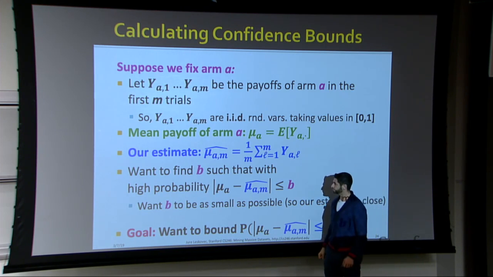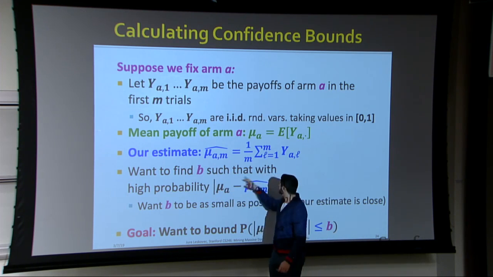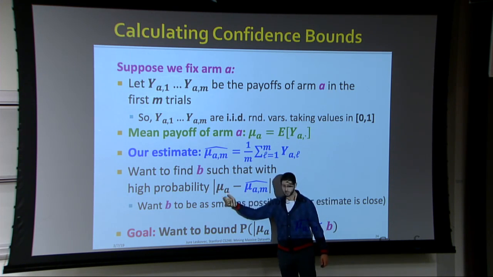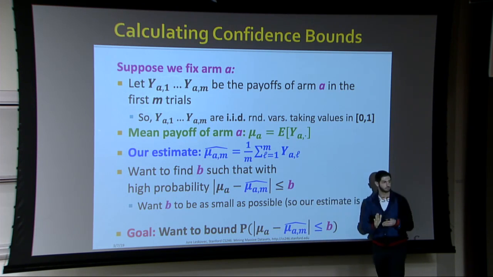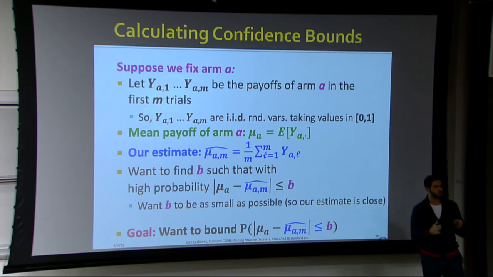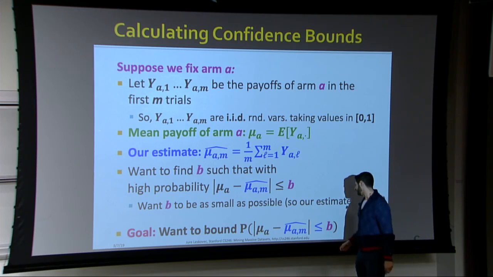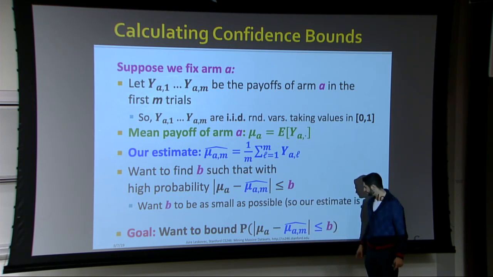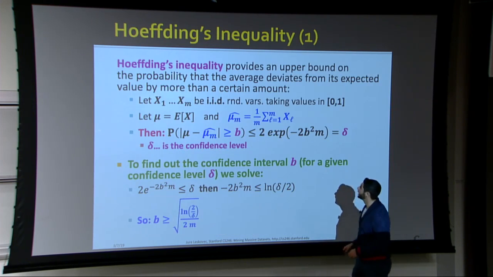Okay? So what we want to do is find B. B is our bound, such that with high probability, the difference between the mu of A, the real one, and the estimate is less than the bound. And we want our bound to be as small as possible, right? Because we want our estimate to be as reliable as possible. So the goal is basically to find the probability that this difference is less than our quantity B, our bound B. How do we do this?